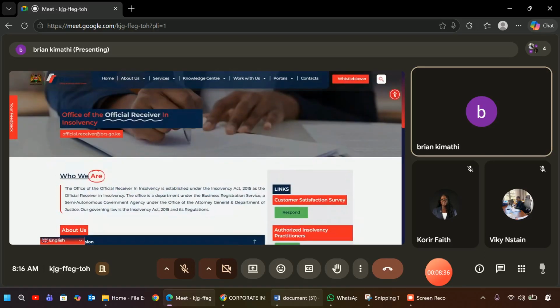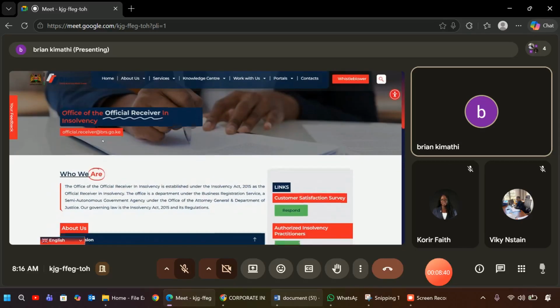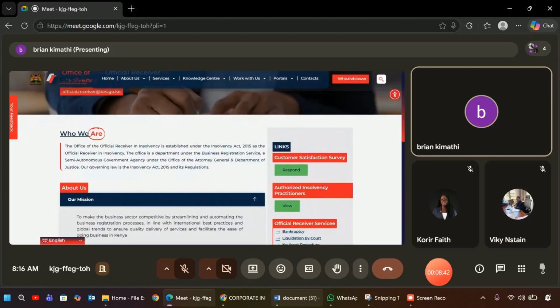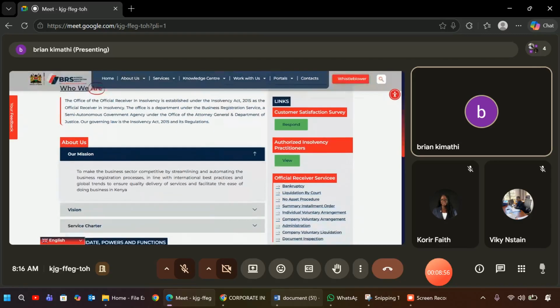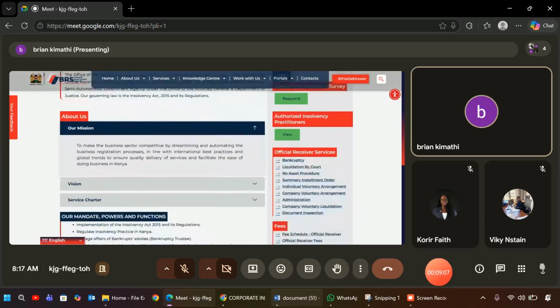So here's the registry, the office of the official receiver in insolvency. The Office of the Official Receiver is established under the Insolvency Act 2015 as an official receiver in insolvency. The office is a department under the Business Registration Service, a semi-autonomous government agency under the Office of the Attorney General and Department of Justice. Our governing law is the Insolvency Act 2015 and its regulations.